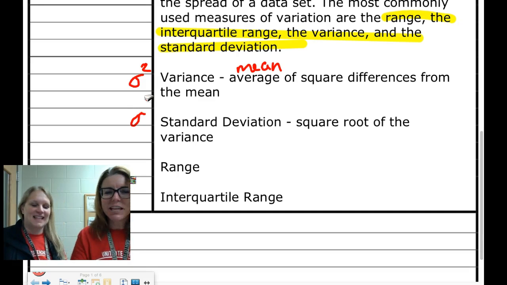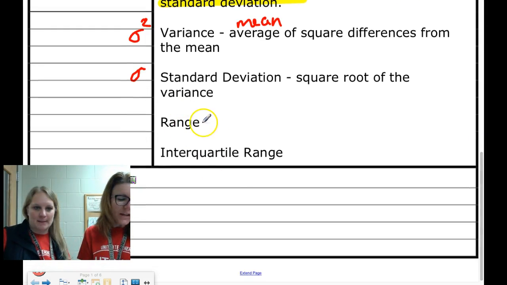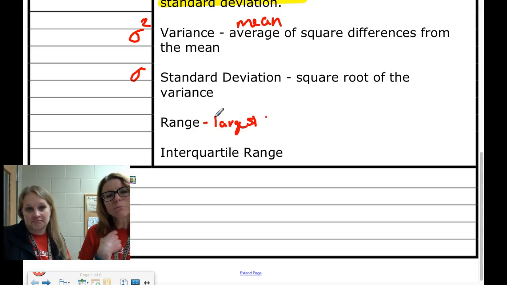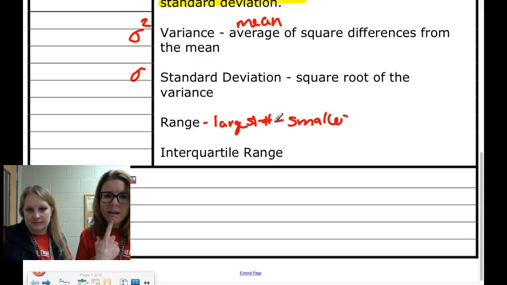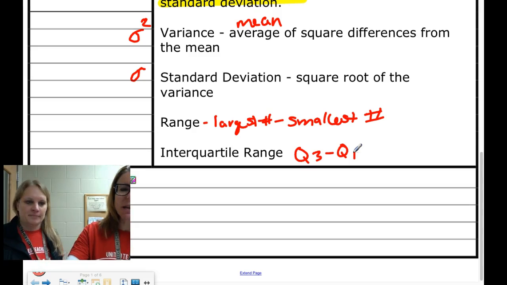Beautiful. The range. Miss Boyd is going to write a little definition for you. That is really the largest number minus the smallest number. Pretty straightforward. And then the interquartile range, we're just going to write Q3 minus Q1, which we did on the last video. Okay. Let's go to the next page.